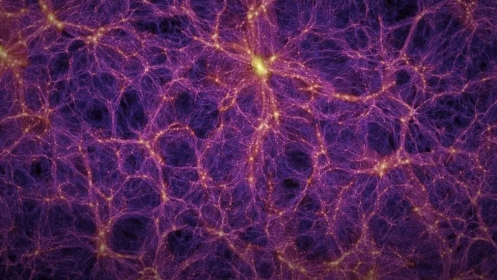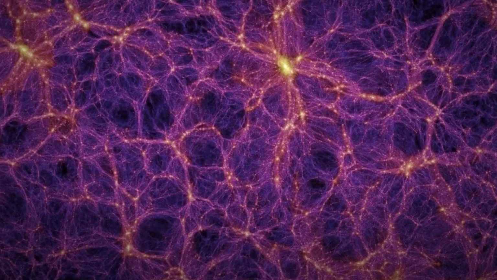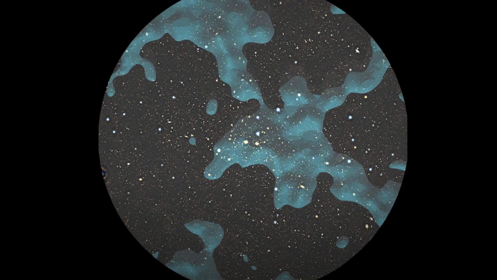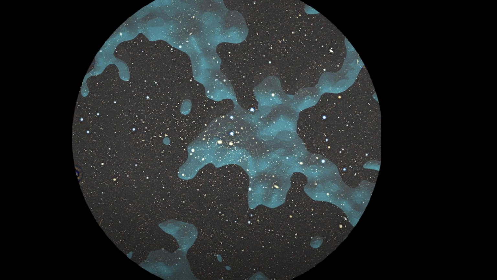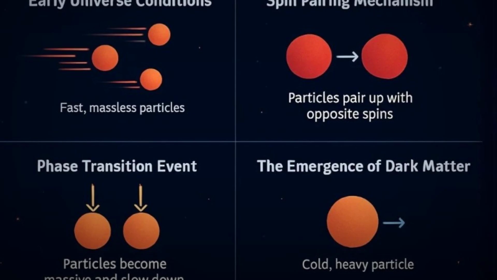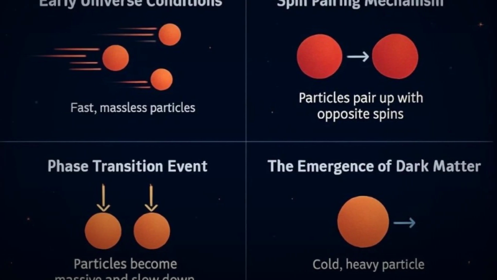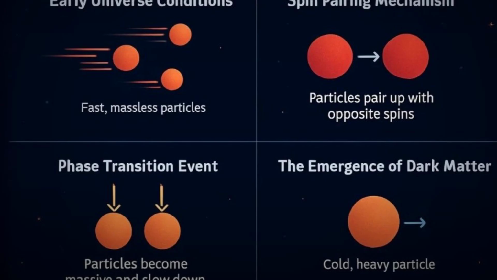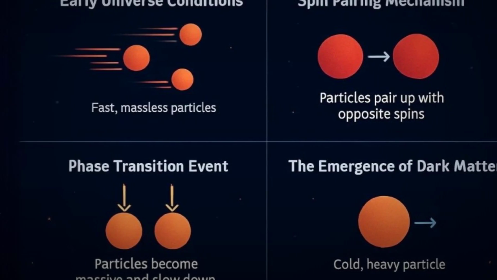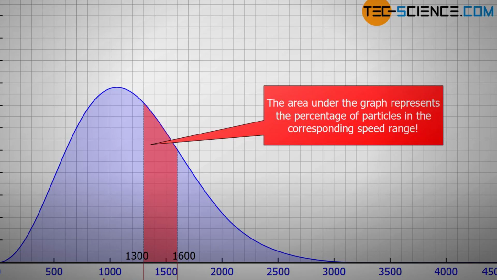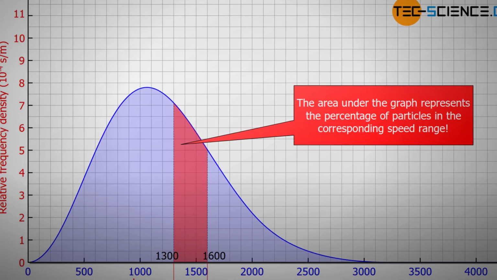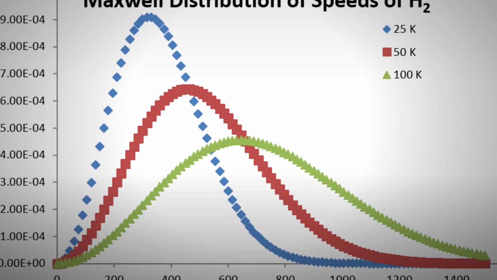To understand why this is so difficult to explain, you need to understand how structure is supposed to form. In the standard model of cosmology, the dominant form of matter in the universe is cold dark matter. Cold here is a physics term, and it means the dark matter particles move slowly relative to the speed of light.